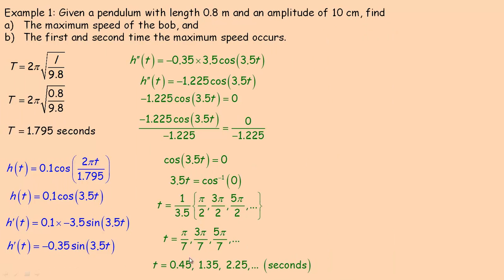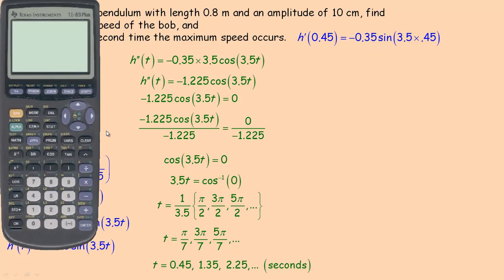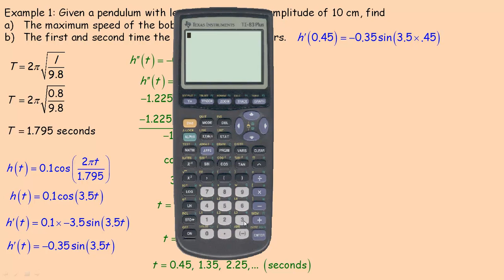Now, those are the times the maximum and minimum values of this occur. So let's start substituting these in place of time to find what those speeds are. We'll see some maximums and some minimums. So putting 0.45 in place of time, we get negative 0.35 times, and this would be 3.5 times that 0.45 there. So, and maybe I'll show one or two in the calculator. So in the brackets there, we'd have 3.5 times 0.45 seconds.